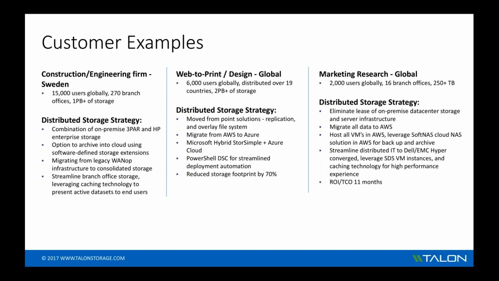So what they were able to do is streamline that branch office infrastructure. They leveraged the caching technology to present an active data set to end users, but also layered into their Microsoft Enterprise, which is really important, so they could continue to use DFS infrastructure, continue to use authentication rights and privileges, and look to the future in terms of how they're going to leverage their Azure infrastructure.